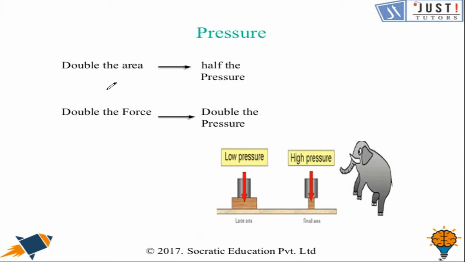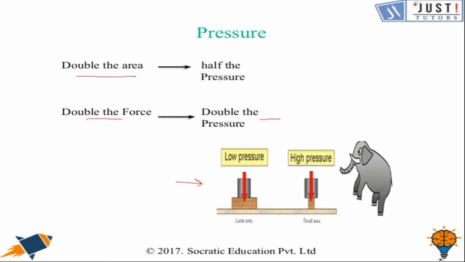With the help of that, we can say if we double the area, the pressure will get halved, and if we double the force, the pressure will also get doubled. In this picture you can see that. If we keep the force constant and increase the area, the same force gets distributed over the larger area and hence the pressure decreases. So, in order to create a large amount of pressure, you can either exert a large force, or exert a force over a small area, or you can do both.